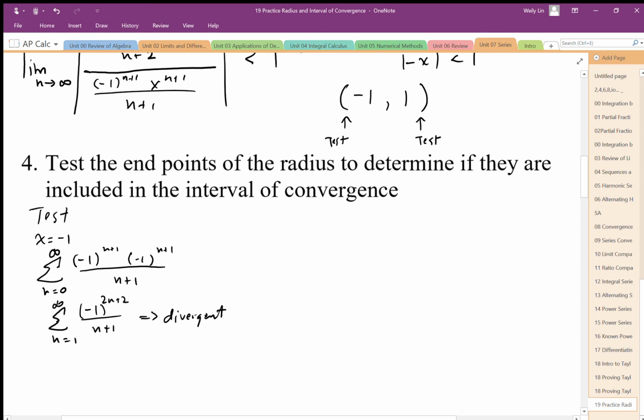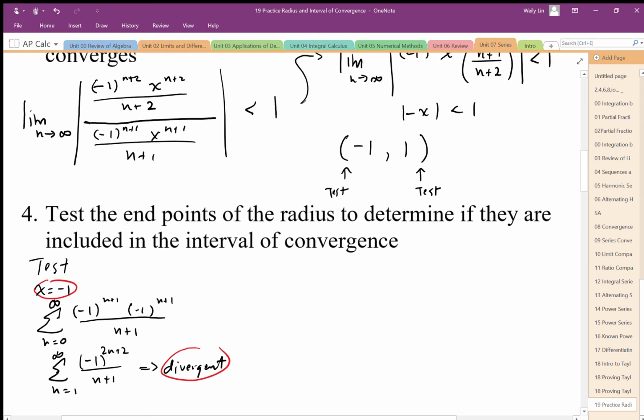Okay, so we know that for the left-hand endpoint, for x equals negative 1, it's divergent, so we're going to keep that like that. So then we go ahead and test the other endpoint. So we're going to test x equals 1.